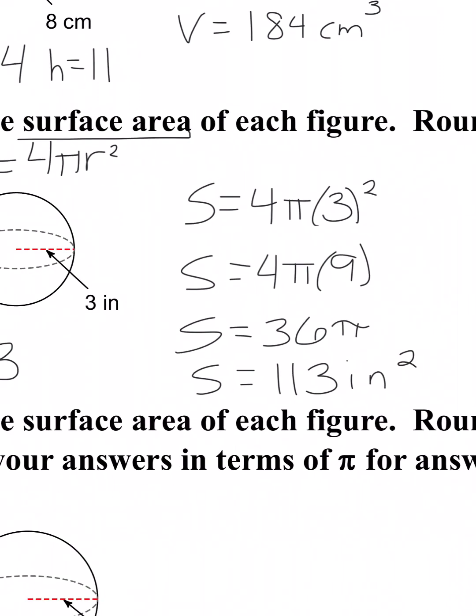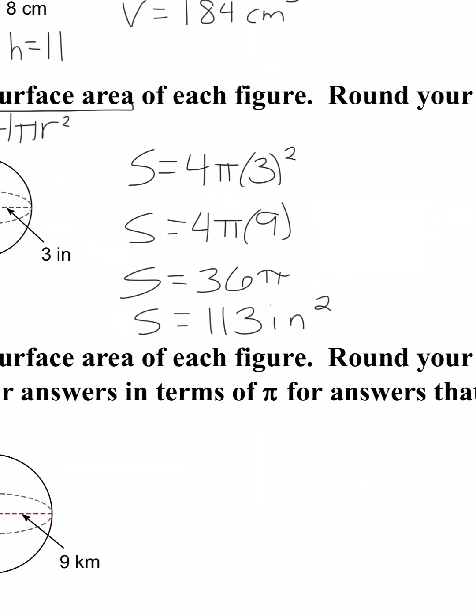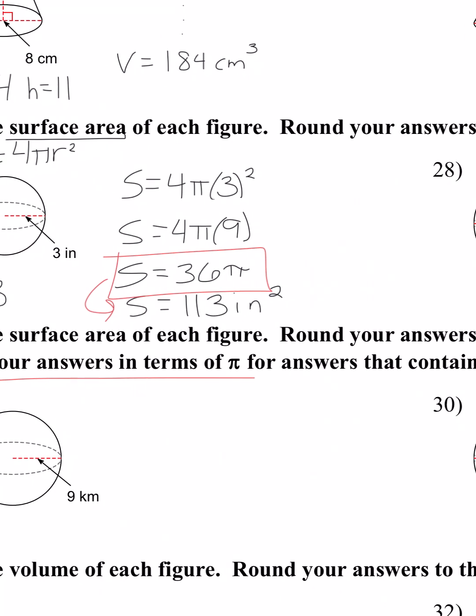Okay. When you get to 29, what do you notice about the directions? It says leave it with pi. Now, if you happen to solve it like we've been used to, I'm okay with that. Okay, but what that means, leave your answers in pi, it just wants you to stop when you get to this point. If you happen to do that part, I'm not going to dock you for it. But that's what it means when it says leave it in terms of pi. Any questions on that?